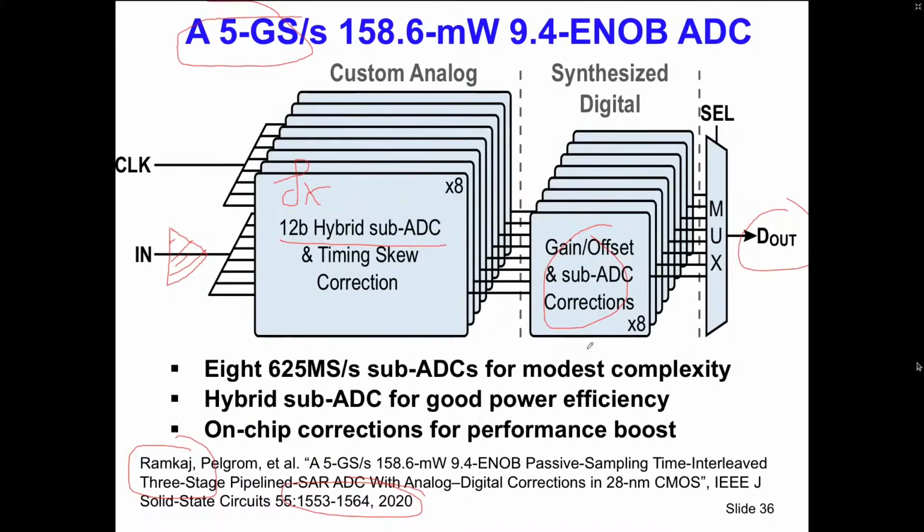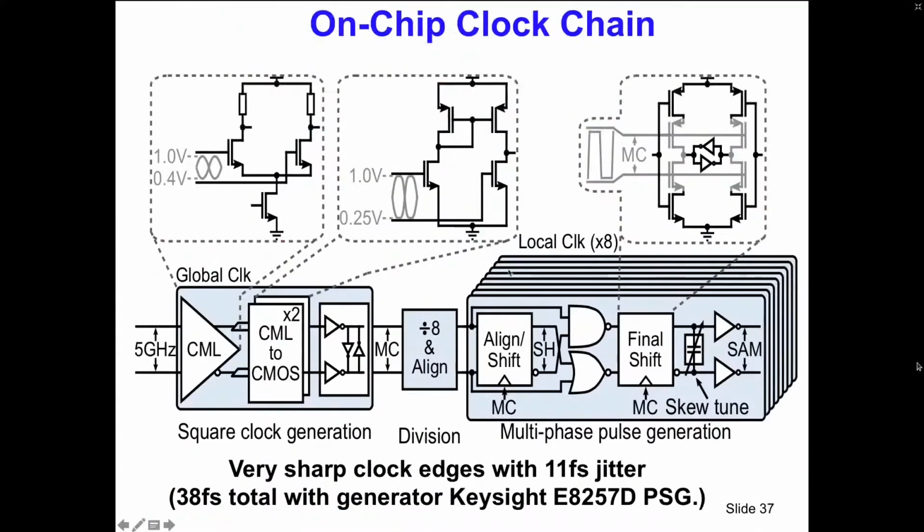Now, let me look at how we did the clock tree in order to get the jitter as good as it got. So this over here is the clock tree, and this clock tree adds 11 femtosecond to the 38 total femtosecond that we got from a Keysight generator. And I think at the moment we did the measurements, there were only 2 pieces of equipment available in the world with the right amount of extensions to get it down there.